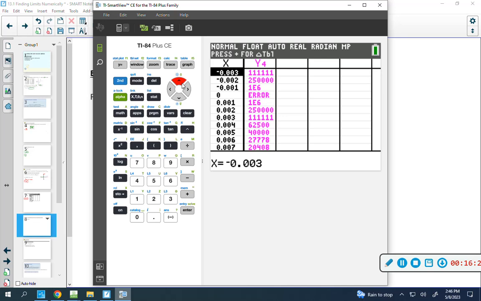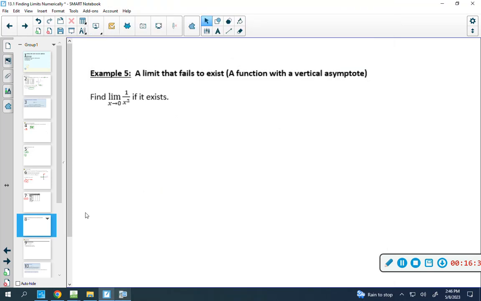Look at the y's. Are we approaching a consistent value? No, we got a lot of large numbers happening there, but we're not approaching a consistent number like 0.5 or whatever the case may be. So DNA. That's it.